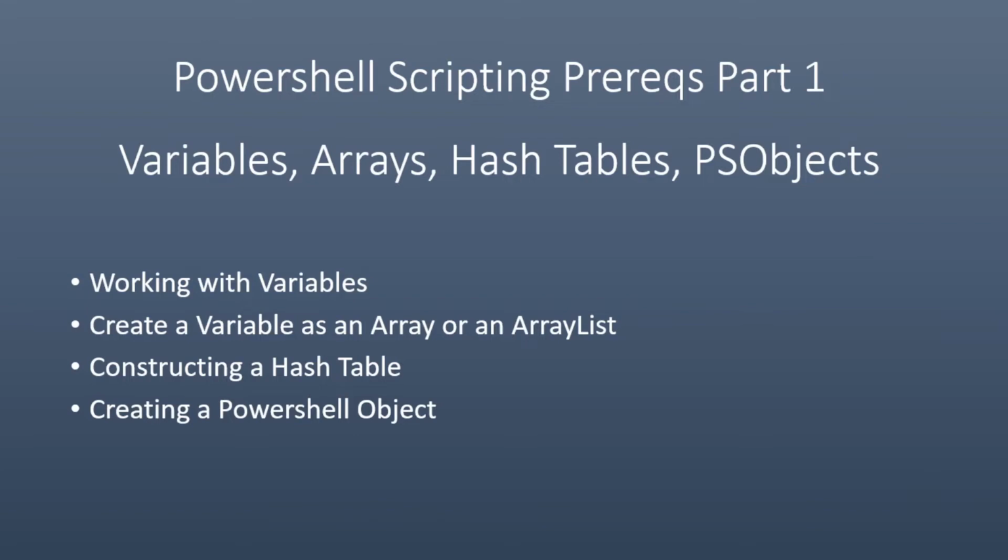our beginning into scripting. So our scripting prereqs. So we looked at working with variables that potentially have single objects in them, like a string or an integer or a date. If we have multiple things in them, creating variables as arrays or array lists, constructing a hash table to have a name value pair, potentially useful when you want to look something up. I want to look a value up, but I don't remember what row it's on. So a hash table could be great for that, where you have a name value pair. And then finally, when you need more values than a hash table can do, creating your very own PowerShell object.